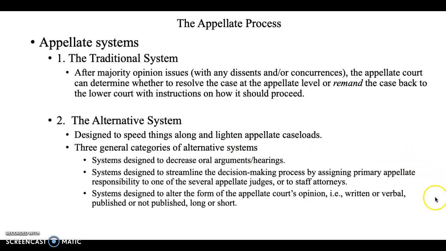Sometimes there are alternative systems designed to decrease the oral arguments or designed to streamline the process by assigning one appellate attorney or staff attorneys to decide these appeals. Sometimes there are even systems designed to alter the form. It can be a written or a verbal opinion, published or not published, long or short.